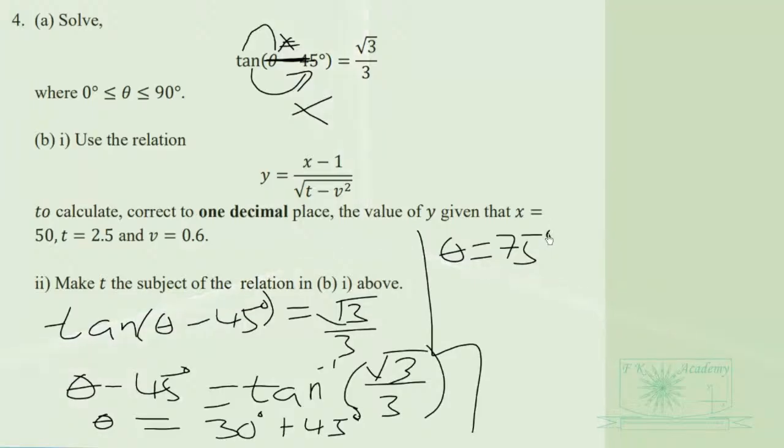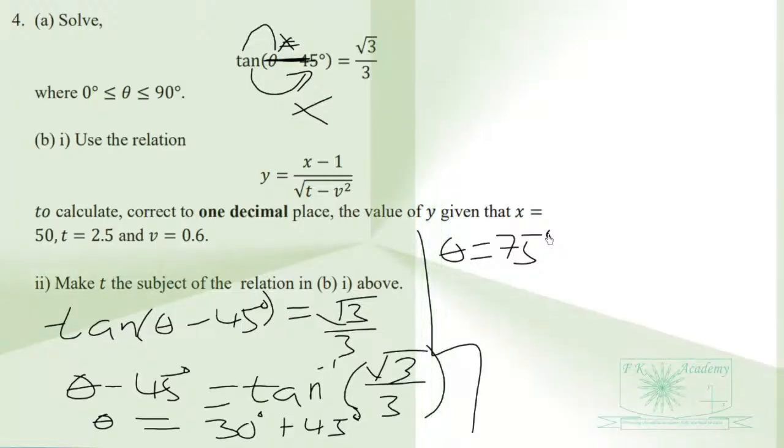Now let's look at the BI part. The BI says that we should use the relation y equal x minus 1 over square root of t minus v squared to calculate, correct to one decimal place, the value of y, given that x equal 50, t equal 2.5, and v equal 0.6.